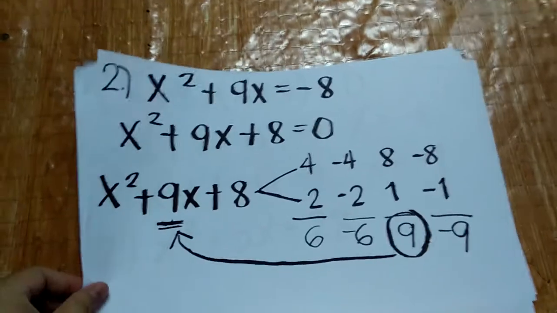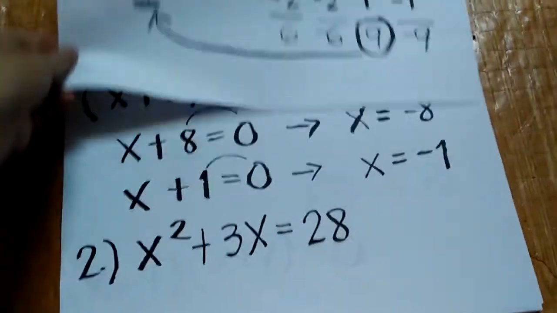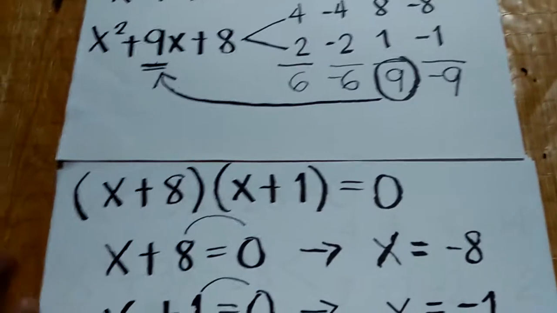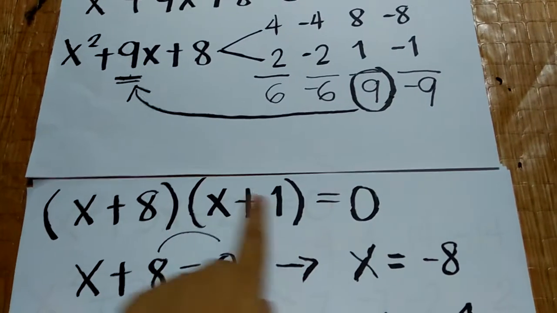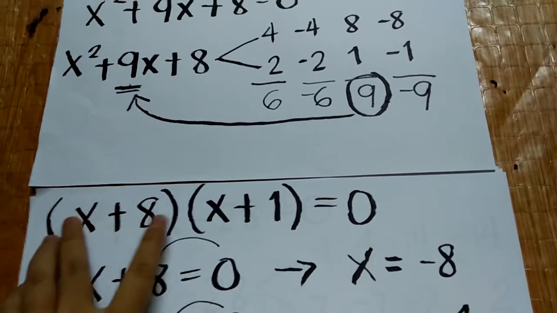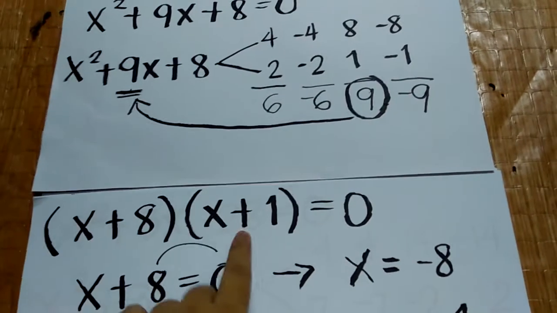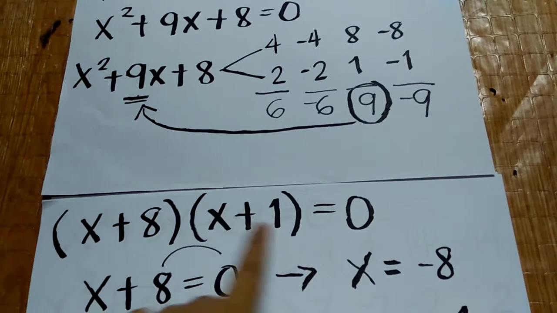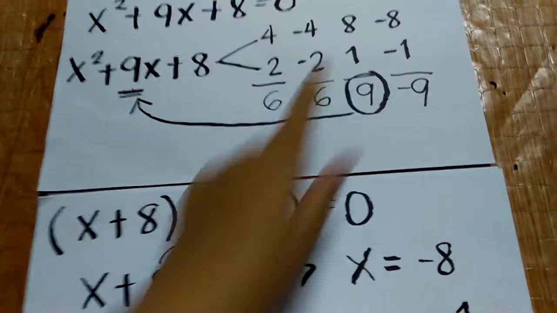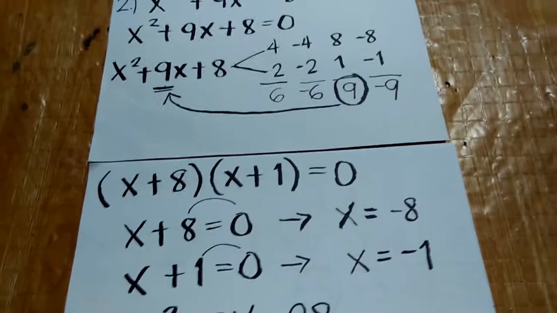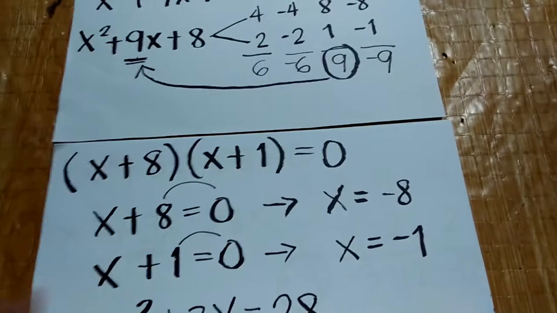Okay, so ang susunod na gagawin natin, since alam na natin kung ano yung pipiliin natin, i-factor out na natin. So, napili na nga natin si 8 at saka si 1. Yung factor ng x squared is x times x. So, ayan na. Then, yung 8 tsaka 1, galing nga yan dito. Then, equal to 0. Then, after that, apply the zero product property.